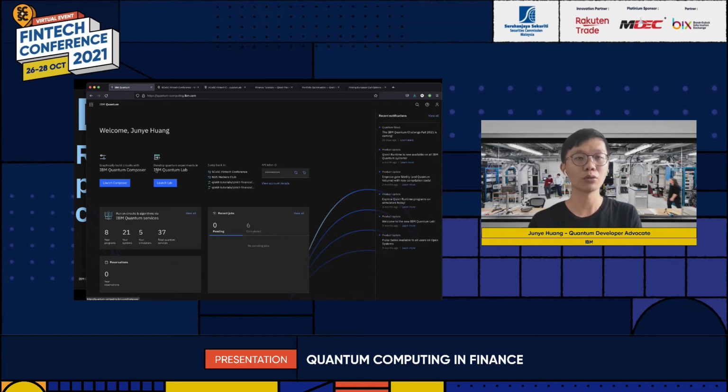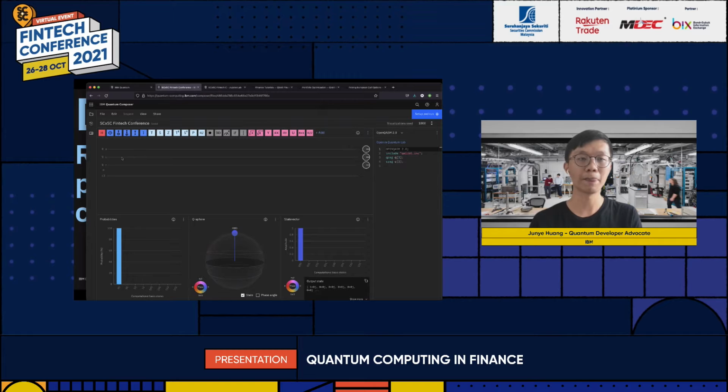I'm going to show you two different ways. We have two tools: one is called IBM Quantum Composer, the other is IBM Quantum Lab. The Quantum Composer is a visual circuit composer where you can drag and drop to compose a circuit. It's an extremely simple way to compose a circuit, so it's great for teaching. I can just quickly do one.